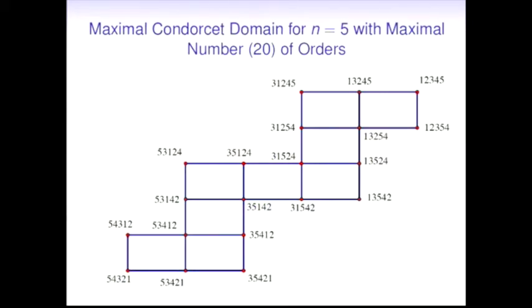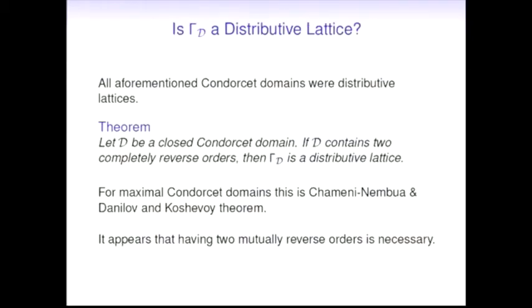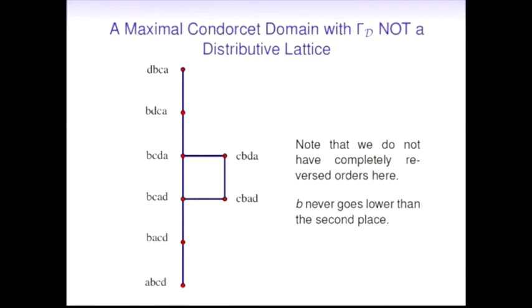And this is just for curiosity. That's the largest Condorcet domain for 5 alternatives, and that's how its associated graph looks. So this is a distributive lattice. Chameni and Nimbois and Danilov and Koshevoy showed that a maximal Condorcet domain is always a distributive lattice. We slightly generalized it to closed Condorcet domains. But there is a condition: you have to have two completely reverse orders. Otherwise, this is not true. So this maximal Condorcet domain does not have two mutually reverse orders. It's easy to check because B never goes below second position.